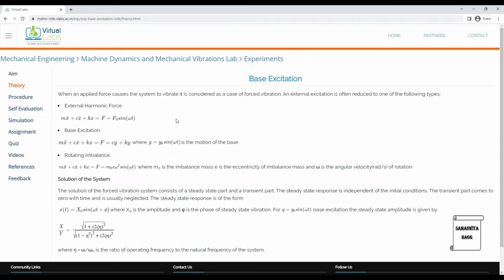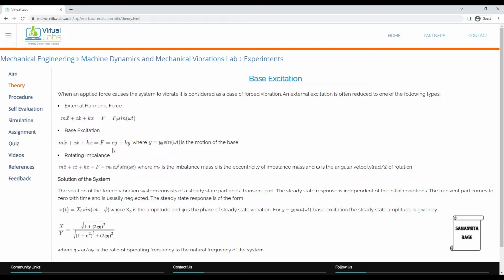When an applied force causes the system to vibrate, it is considered a case of forced vibration. An external excitation is often reduced to one of the following types. The first one is external harmonic force, which we have discussed in experiment number 4. This is the equation. Base excitation has this particular equation, m x double dot plus c x dot plus k x is equal to f, where this f is nothing but c y dot plus k y.